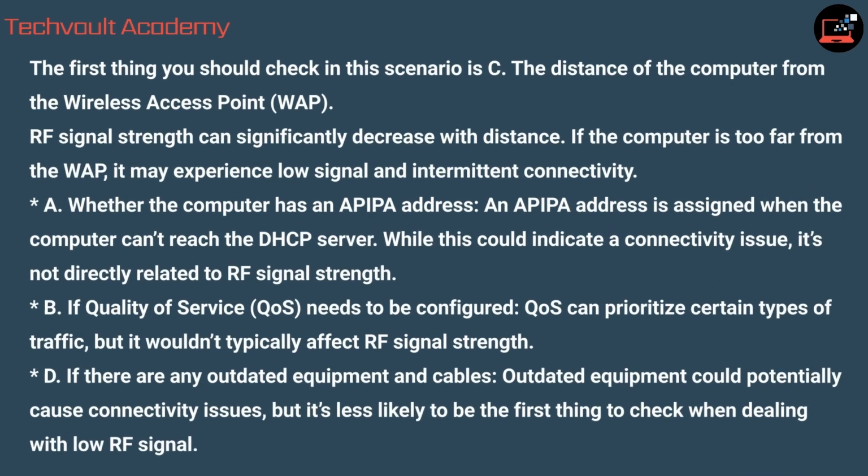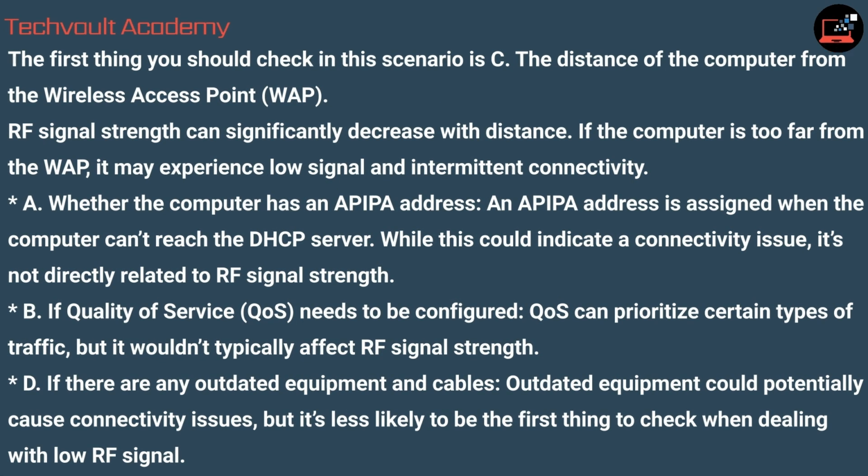The first thing you should check in this scenario is C. The distance of the computer from the wireless access point, WAP. RF signal strength can significantly decrease with distance. If the computer is too far from the WAP, it may experience low signal and intermittent connectivity. A. Whether the computer has an APIPA address. An APIPA address is assigned when the computer can't reach the DHCP server. While this could indicate a connectivity issue, it's not directly related to RF signal strength.